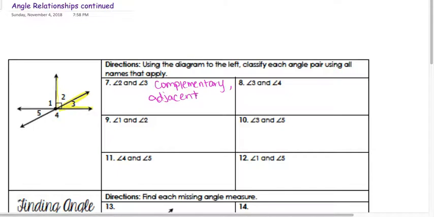All right. So now let's go on to number 8. I'm going to change my highlighter. Okay, so we are looking at angle 3. Actually, I am going to erase what I did here because I don't want it to confuse you. Okay, let's try that now. So we're looking at angle 3 and angle 4. So angle 3 here, and then also angle 4.